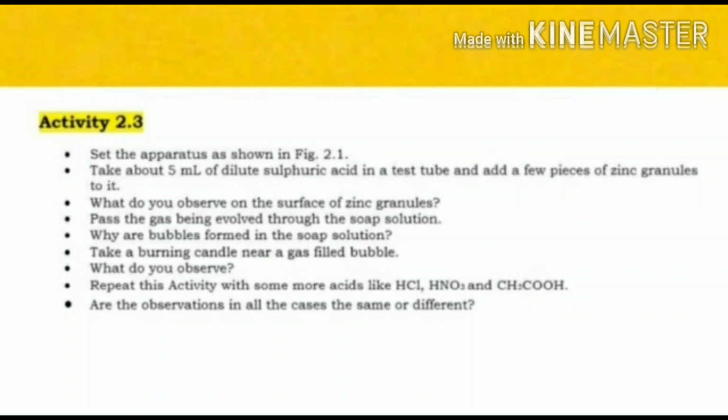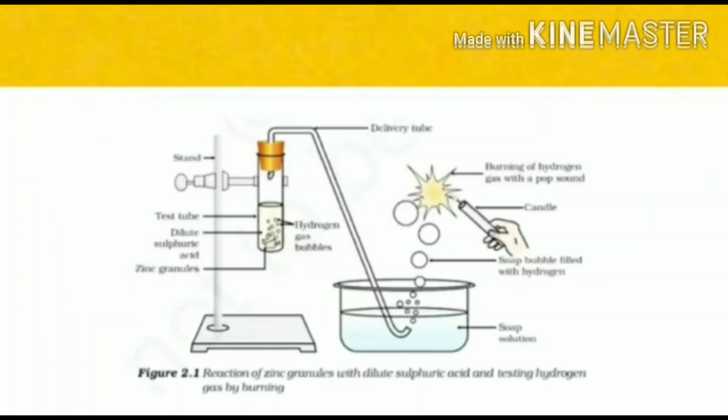To start with, we will discuss activity 2.3 and 2.4 as given in NCERT textbook. So let us start with activity 2.3. Here we set up the apparatus as shown in figure 2.1. As you can see, here there is a test tube attached to a test tube stand. A delivery tube is attached to this test tube and it connects the test tube with a glass tumbler.